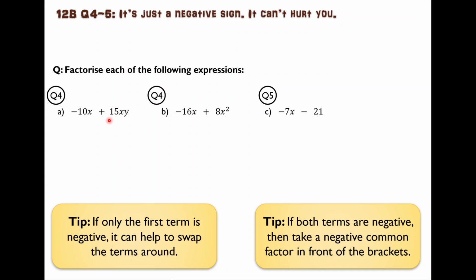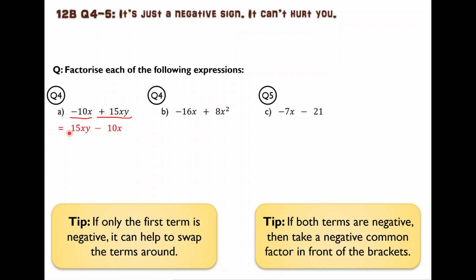If this is the case, then it can help to swap the terms around. Remember, a term includes the sign just before it, and the terms are separated by plus and minus signs. So there are two terms here, negative 10x and plus 15xy. If I flip the order, then I will have plus 15xy and then negative 10x. You might notice that I didn't actually write the plus here because it's not necessary if it's at the very start. You can leave off the plus. People will know that it's positive.